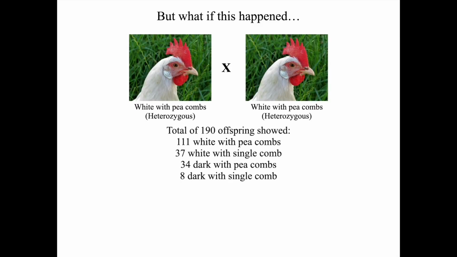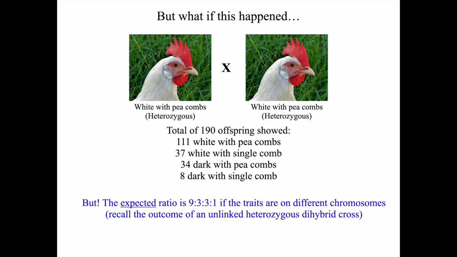So if we did this and we actually took a look at the offspring, then what if that's not what we got? That in fact, out of 190 offspring, this is what we got. We expected a 9 to 3 to 3 to 1 ratio if the traits were on different chromosomes. But we actually got this data. So the observed ratio is different. So how can we determine whether there is or is not a significant difference between the observed and the expected?